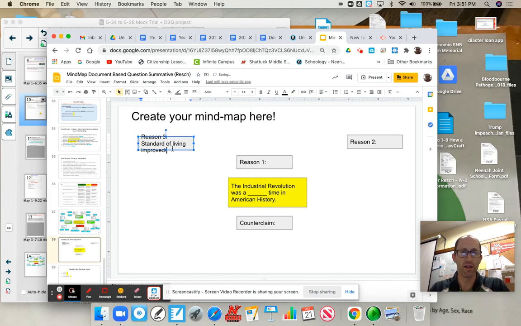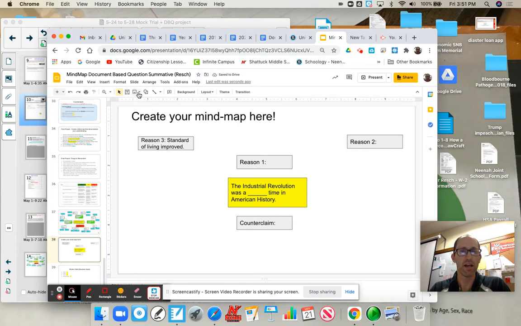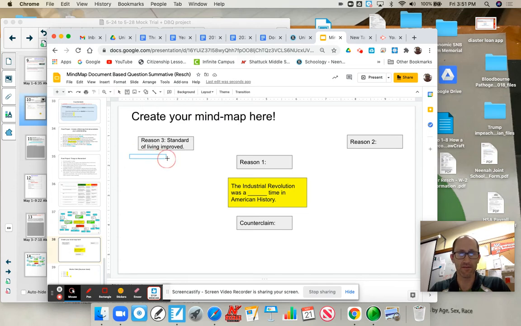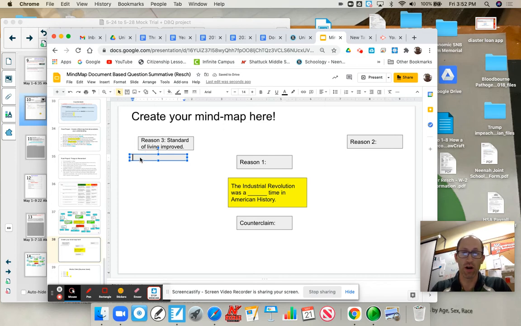So now I want to find evidence to support that reason. And this is too big, so I just shrank it using the tools that come up here. And what I want to do is grab a shape and put in two reasons, or pieces of evidence, rather. I should have called that evidence. I apologize. So maybe E1, which is evidence one, would be something that would show how the standard of living improved. And I remember a quote from our second document by Ayn Rand, and I would just type it in like that. I'd shrink it again so it fits in there really nice.